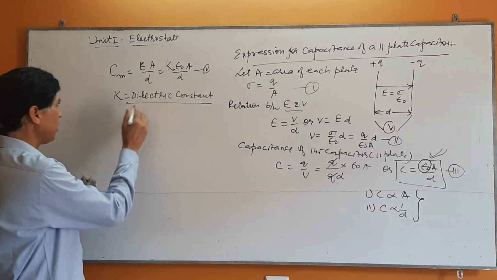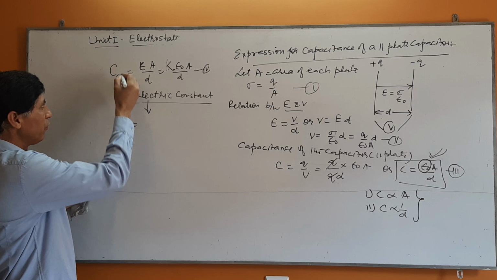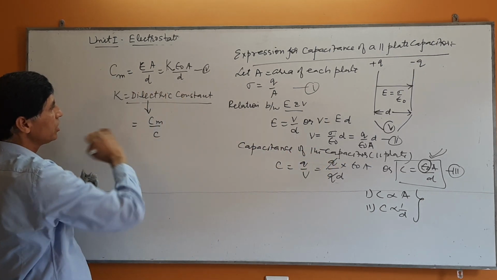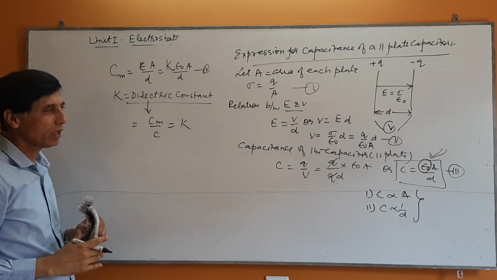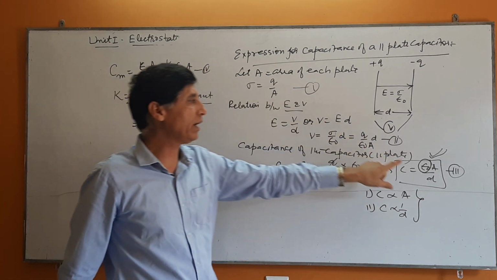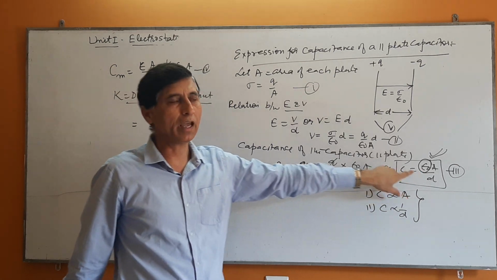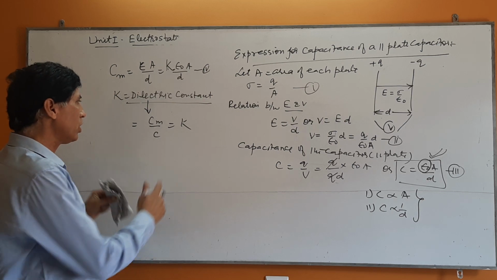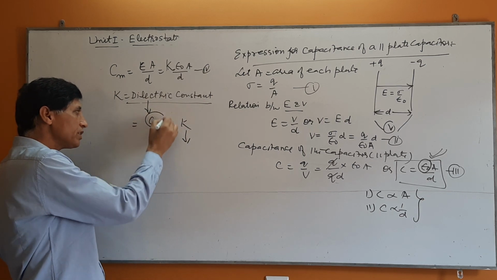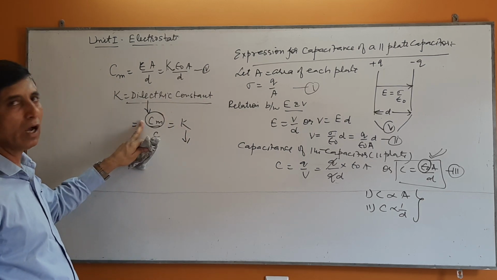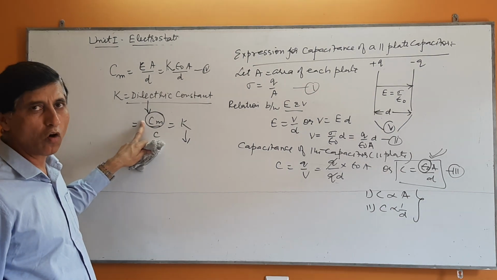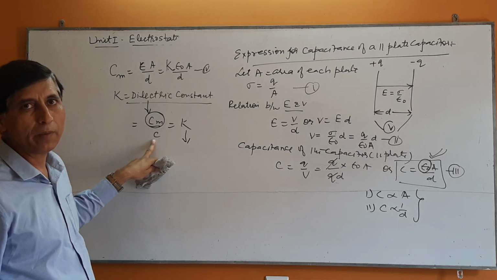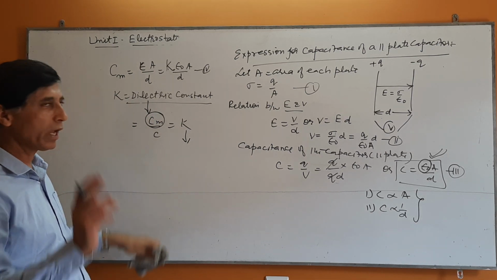And from here we can define this dielectric constant. If you divide equation 4 by equation 3, then you will get C_m upon C is equal to K. If we divide this equation, which is without medium, by this, which is with medium between the plates, the definition of K comes. So what is K? It is the ratio of the capacitance of the capacitor with medium between the plates to without medium between the plates.